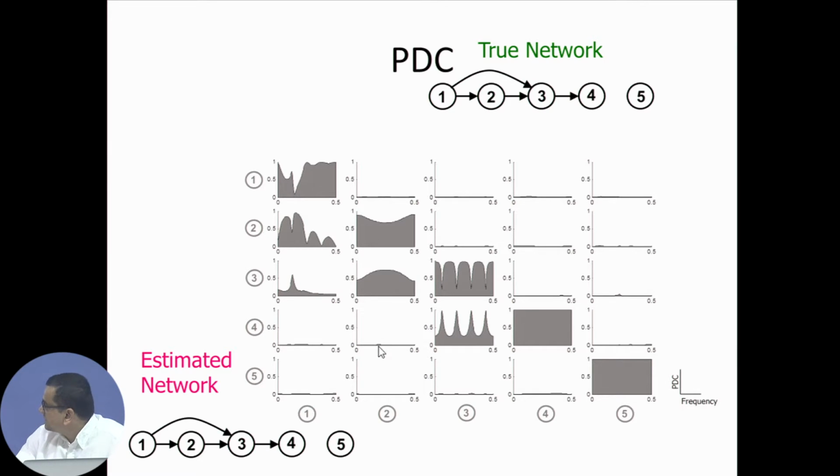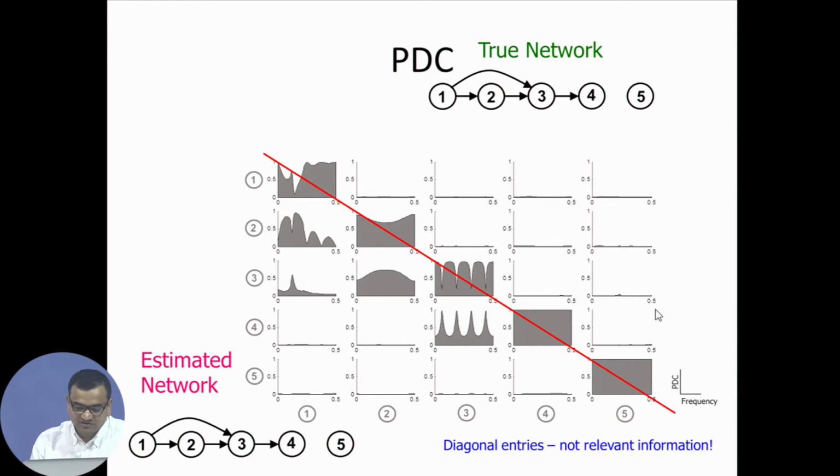Similarly, if you look into the second column, there's only the second row and third row. The second system is influencing the third system, which is close to the true network. Similarly, for the third row, you will find the third system is influencing the fourth one, which is not influencing anyone, and the fifth is completely isolated there. So it shows that partial directed coherence, at least in this simple simulated network, distinguishes direct connectivity from the indirect one, and the diagonal, as I mentioned, is not relevant.